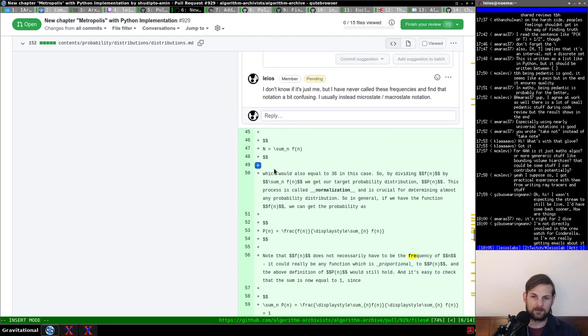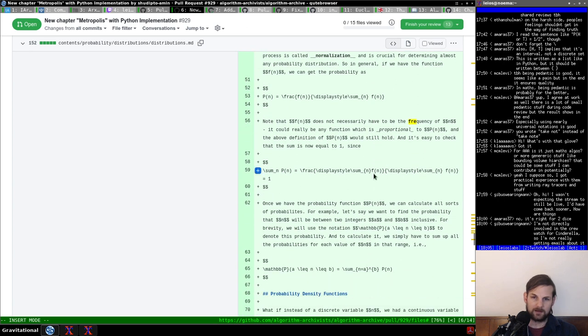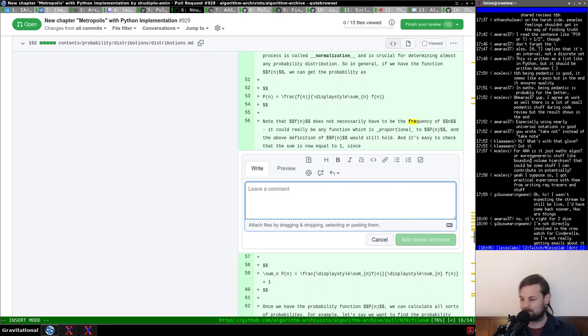Okay, sum of n, which would also equal 36 in this case. So by dividing f of n by the sum of n, we get our probability distribution. Normalization: note here that f of n does not necessarily have to be the frequency of n. It could be really any function which is proportional to P. And the above definition, I'm just going to be honest, I'm actually kind of lost on this line. I don't know what this means. What does it mean for... I don't know. What does it mean?